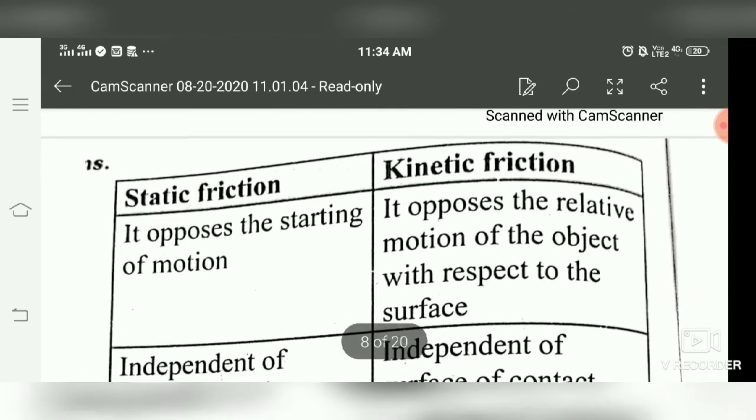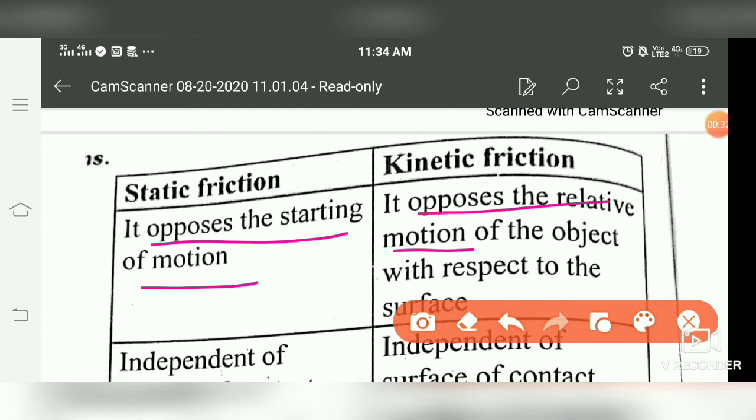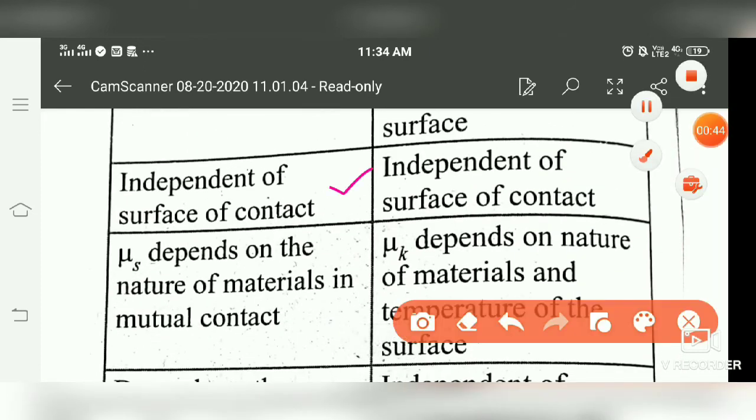First of all, for static friction, it opposes the starting of motion. It opposes the relative motion of the object with respect to the surface. Means it has nothing to do with the surface opposition, but it has to oppose the object with respect to the surface always. Second, it is independent of the surface of contact.